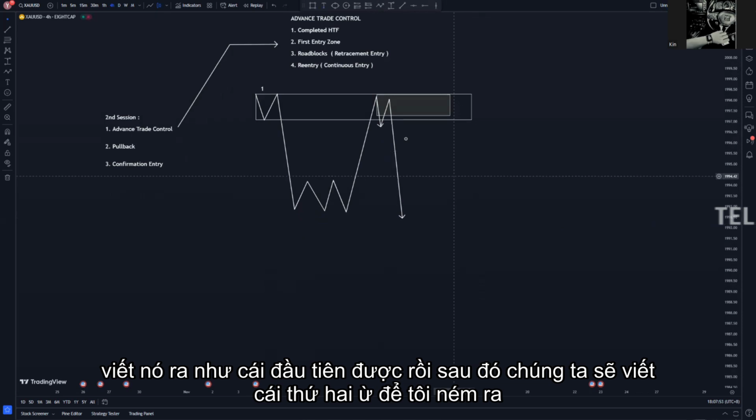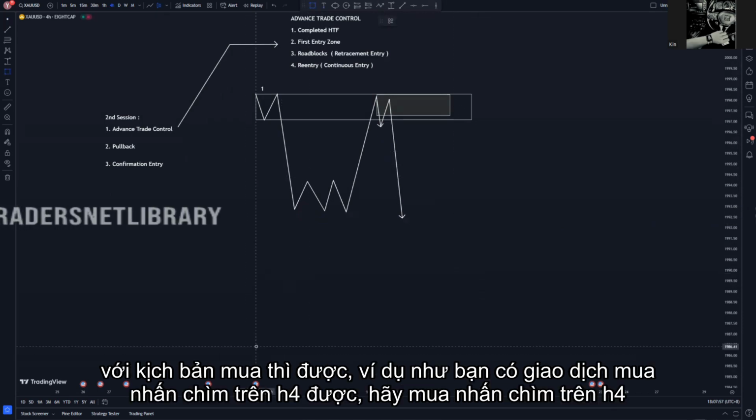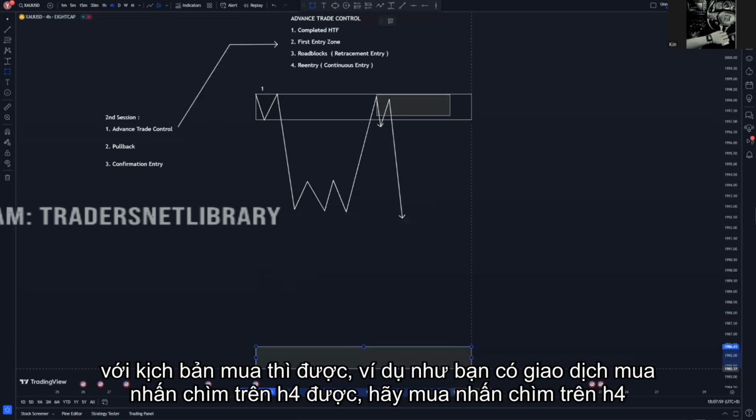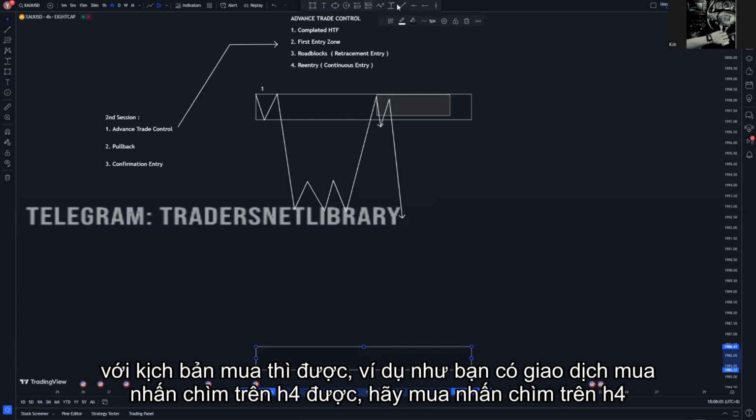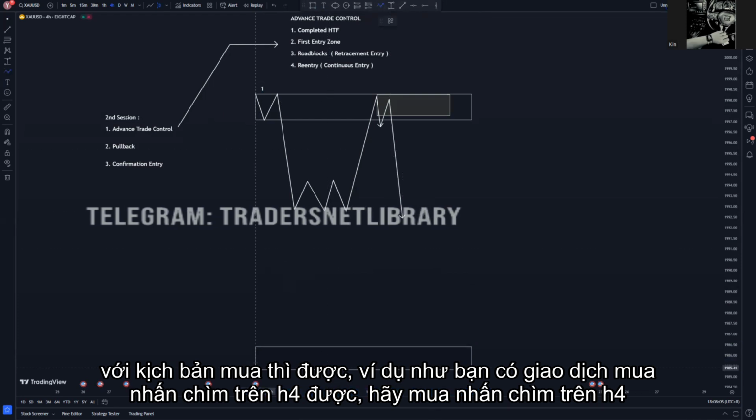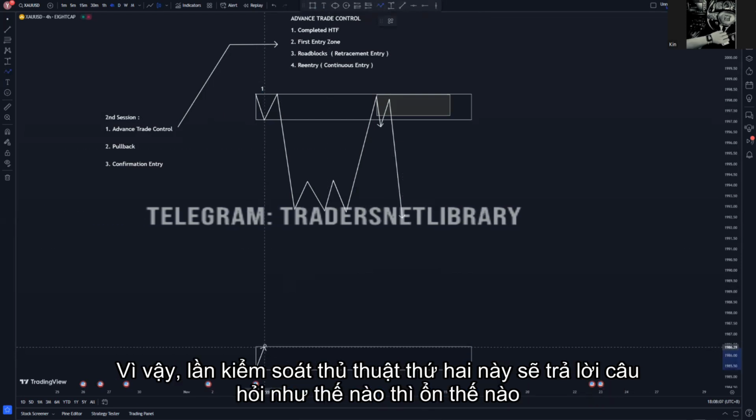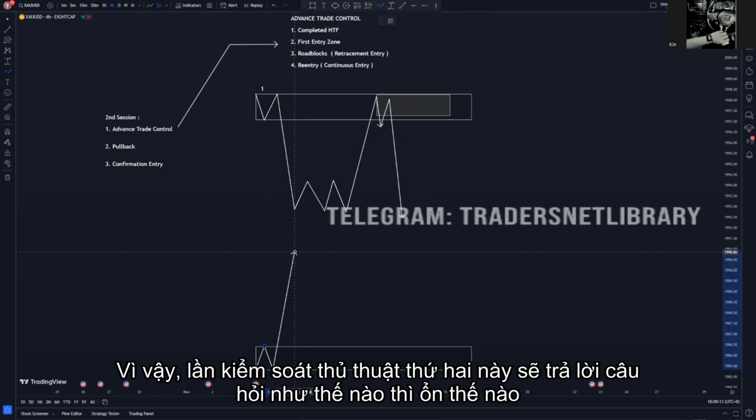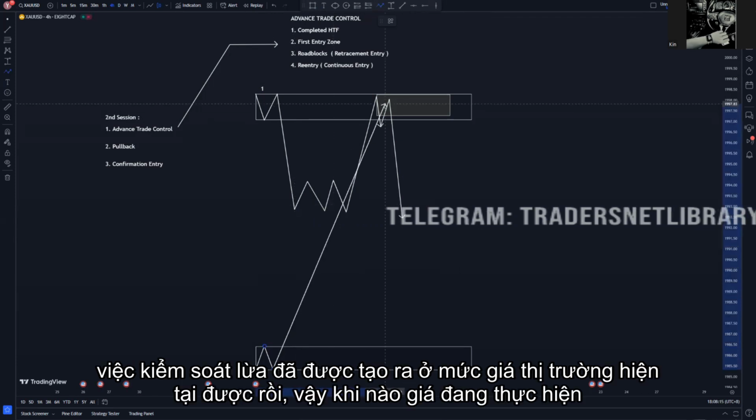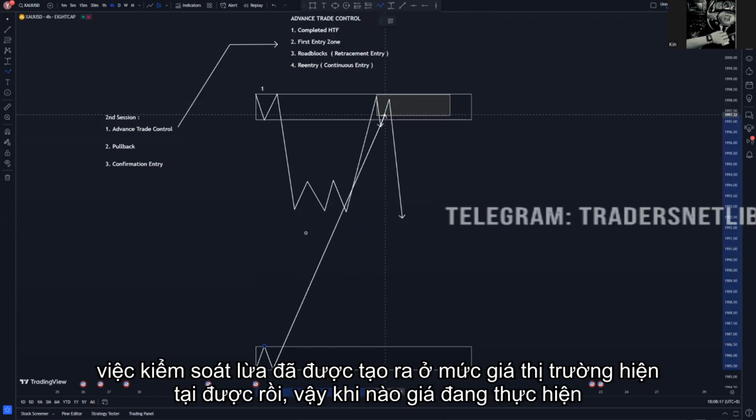After that, we have the second one. Let me draw with the buy scenario. For an example, you have this engulfing buy on H4. So this second trade control is going to answer the question: how does the trade control get created at the current market price?